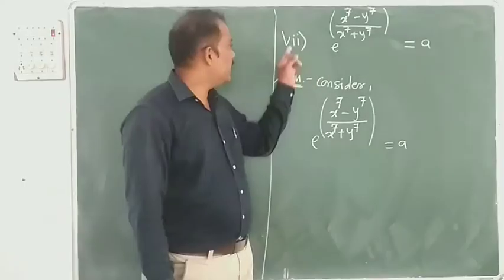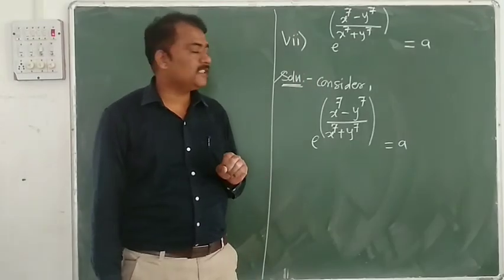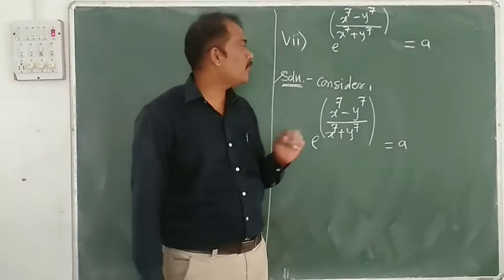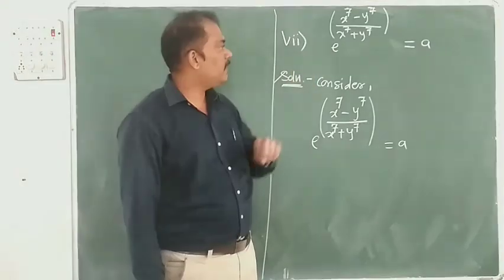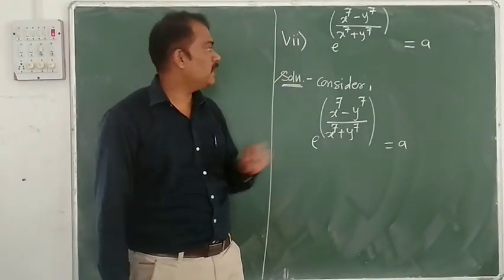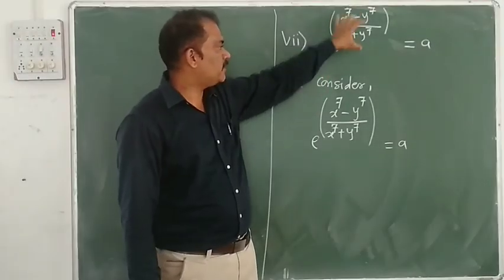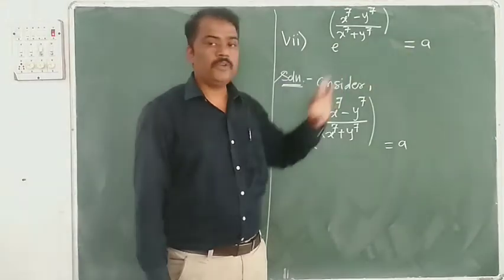Now we will discuss example number 7. See that example number carefully because the index is more important. E raised to x raised to 7 minus y raised to 7 divided by x raised to 7 plus y raised to 7. This whole bracket is the index of this E is equal to A.